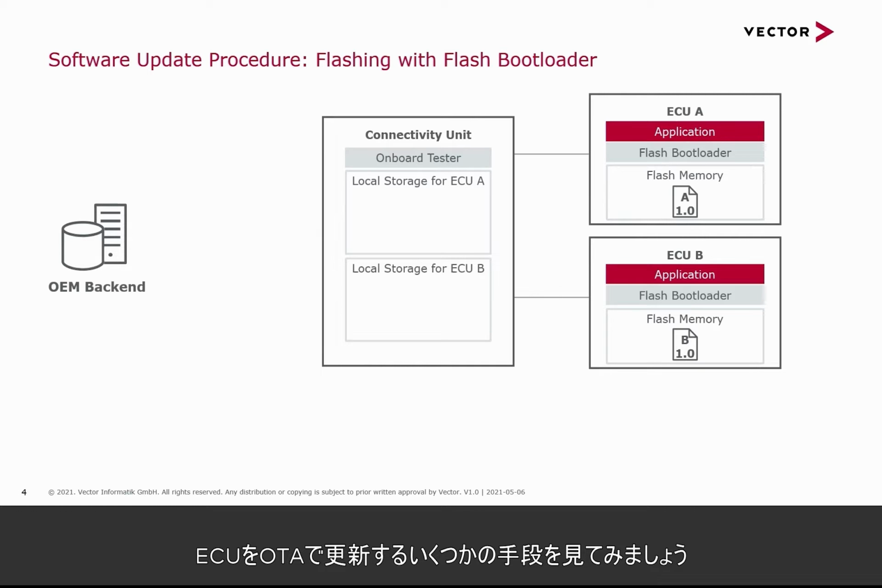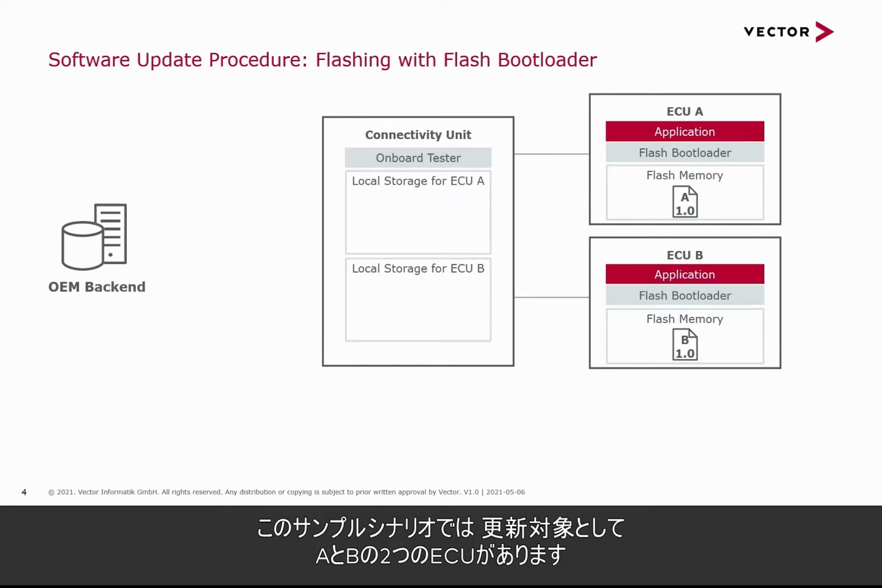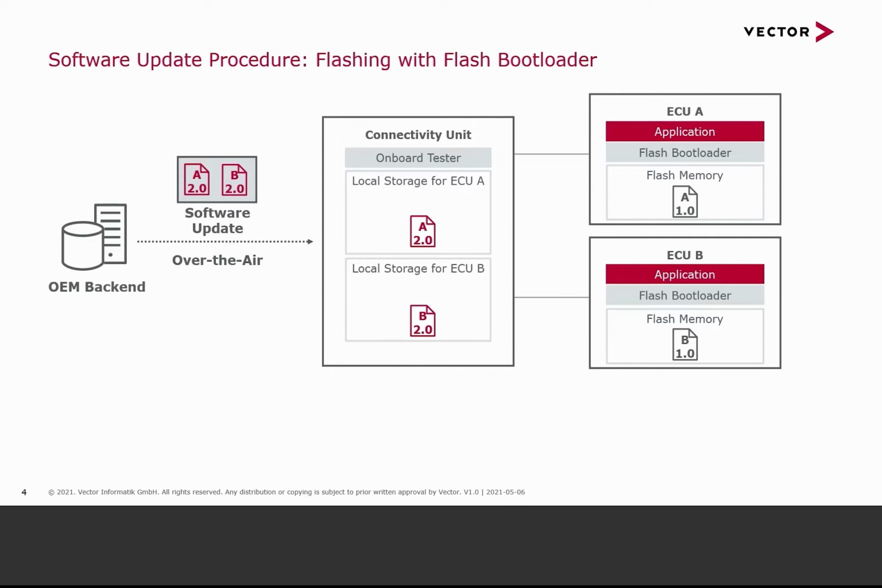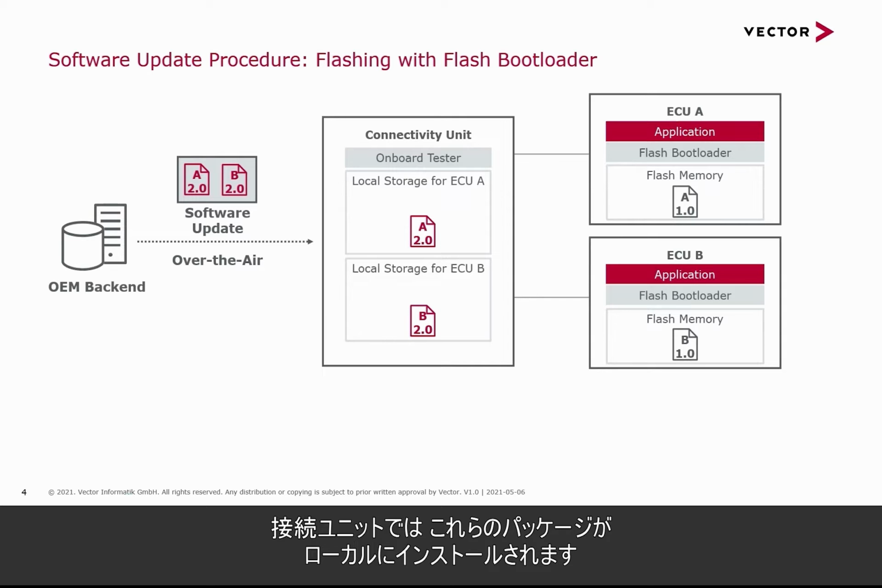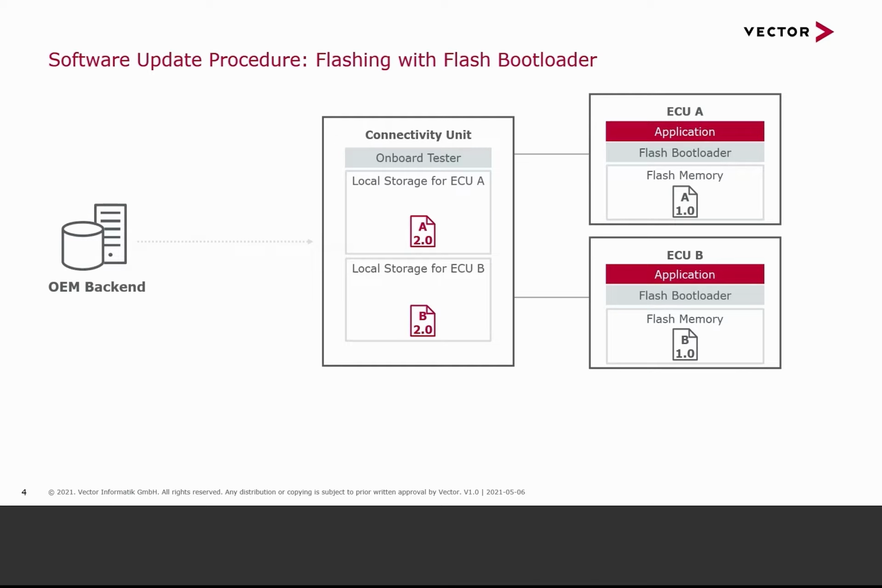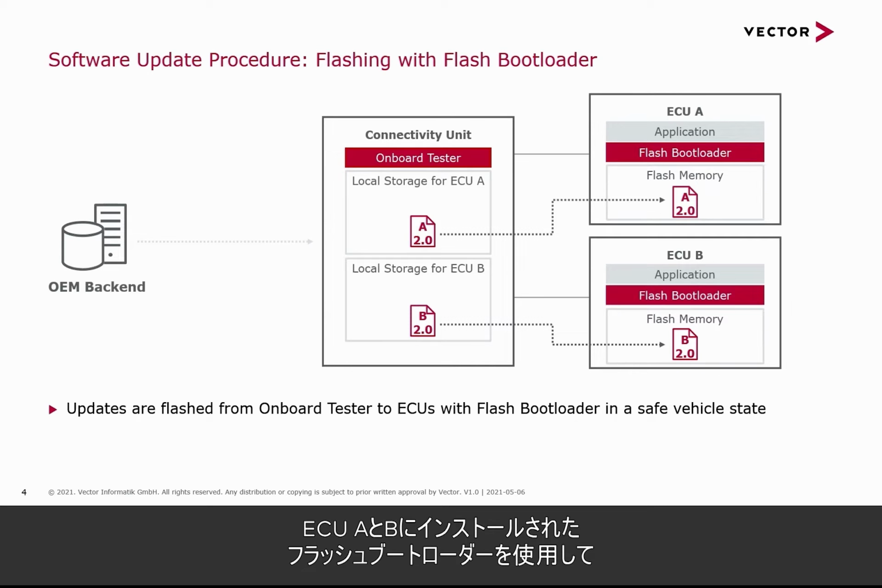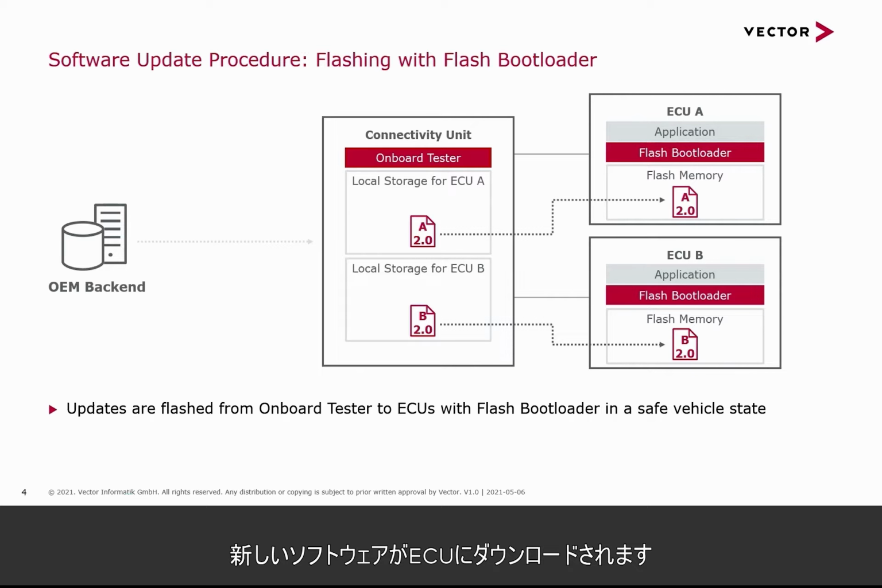Let's have a look at a rather straightforward way of updating ECUs over the air. In this example scenario, we have two ECUs A and B that shall be updated. The process is started by transferring the software updates for the ECU A and B to the vehicle to the connectivity unit. The connectivity unit may store these packages locally. The packages or the software updates are then flashed to the ECUs using the standard flash bootloader installed on the ECU A and B. During this time, the vehicle has to be in a safe state.